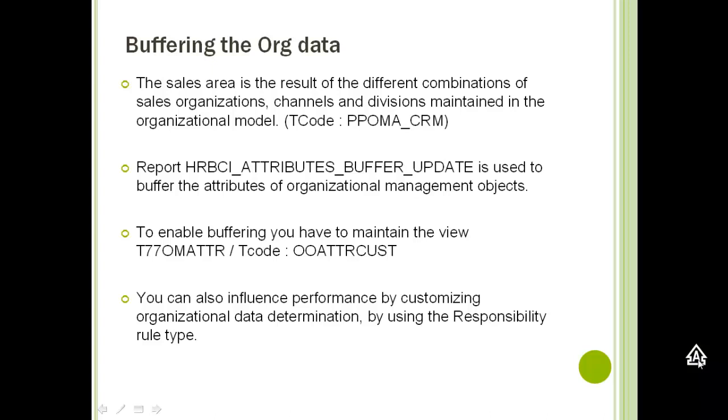Now let me tell you one thing. Since the org model rules use these attributes for calculation of the org unit, we can use the other rule, that is the org rule by responsibility, if you are very much concerned with performance, because the responsibility determination rules determine the required organization unit or required partner without evaluating the org model. That is why the determination rule of responsibility type performs better. So let's have a look into what this T code and this program is.